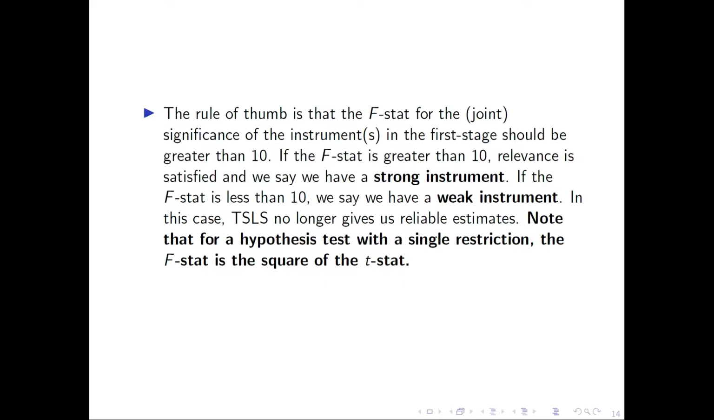So if we have a strong instrument, then we can use that z variable to explain a lot of the variation in the x variable. And in case we have a weak instrument, our z variable does not explain a lot of the variation in the x variable. And then the two-stage least squares no longer gives us reliable estimates. And just be aware that if you have a single instrumental variable, then you can look at the t-stat, and if the t-stat is around 3.16, then the f-stat is around 10.